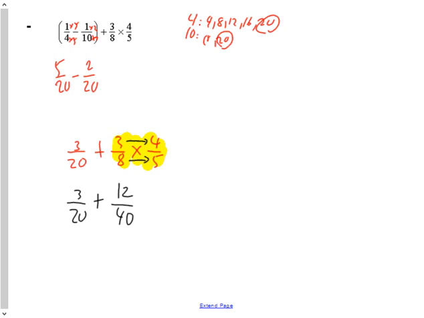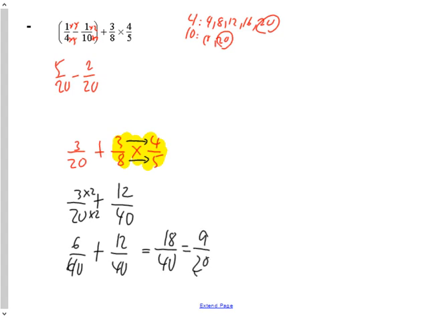Okay. Now we have addition of two fractions that don't have the same denominator. So I'm going to make the same denominator of 40. And this is going to be 6/40 plus 12/40, which is going to be 18/40, which is going to be 9/20 in lowest terms, because both 18 and 40 are divisible by 2.